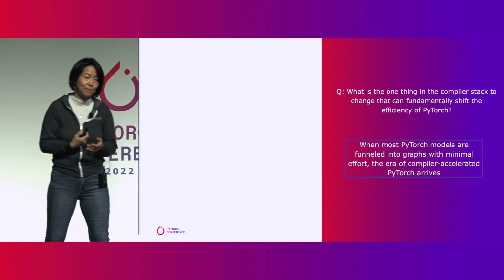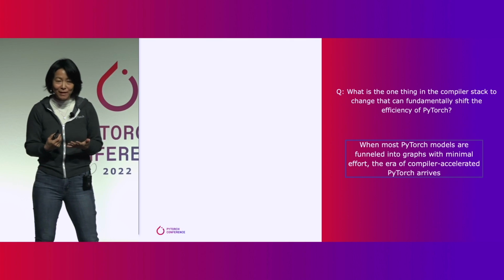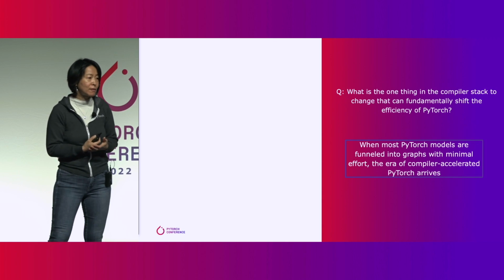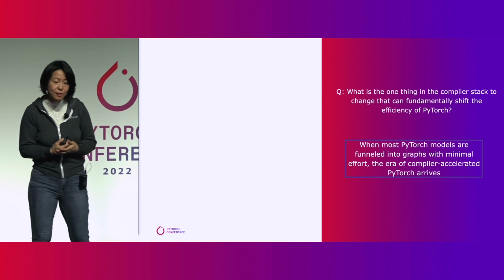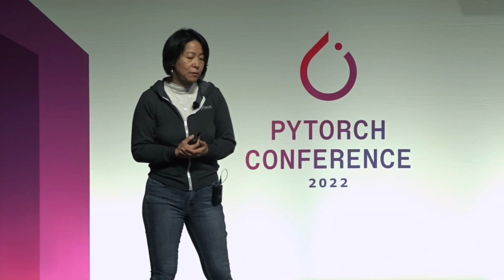As an optimizing compiler person for 2 decades, I never imagined myself talking about a compiler front end. But the front end part of the compiler, graph capture, really matters, because once we're able to bring most of the PyTorch models seamlessly into the graph world, the era of compiler-accelerated PyTorch really arrives. So if you're excited about this vision, there are more nuanced aspects of the compiler story that you are going to hear today and in the following months.